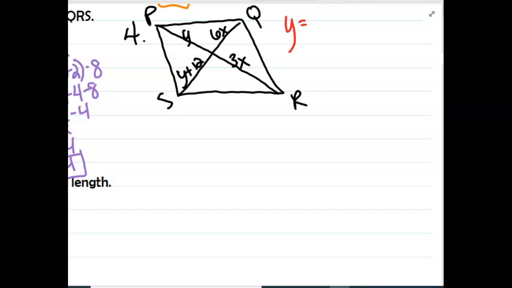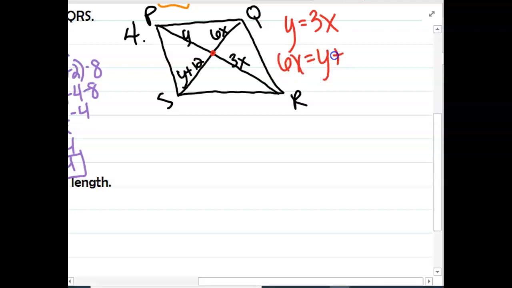Okay, y equals, which one? Be this one, right? Remember what it does is that the diagonals bisect each other. So this is the midpoint of that segment. So y equals 3x, and then what's the other one? 6x equals y plus 12.